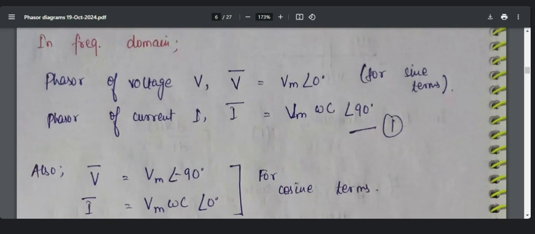Okay, so for drawing the phasor diagram, we need to have phasor of voltage V bar and phasor of current I bar. So V bar, if we are taking V as a reference, that means we are considering the sine terms, because for the graph we will be plotting, we generally consider sine terms only. So Vm angle 0 degree, and for that case I bar will be Vm into omega C angle 90 degree, because it was right.